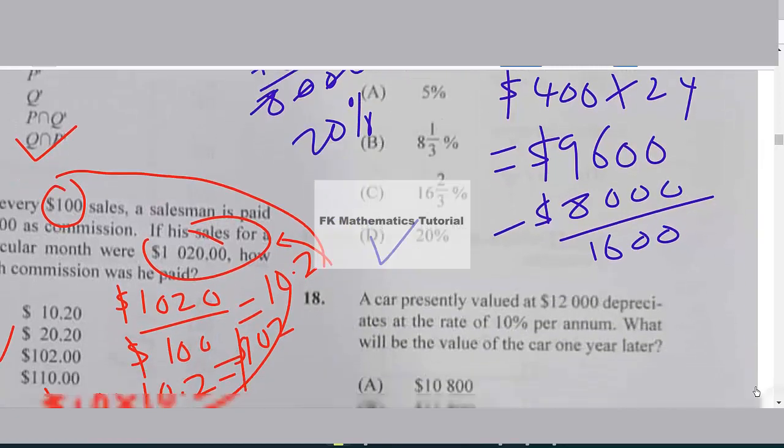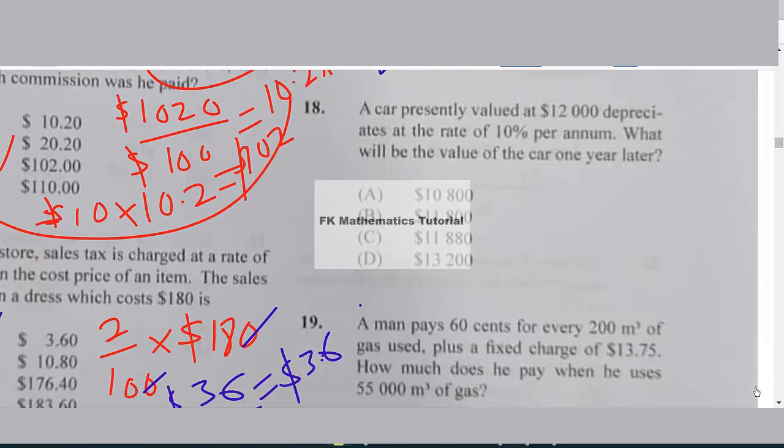Now let's move on to number 18. A car presently valued at $12,000 depreciates at the rate of 10% per annum. What will be the value of the car 1 year later? So the value of the car will be the price of the car, which is 12,000, minus the depreciated value, which is 10% of 12,000.